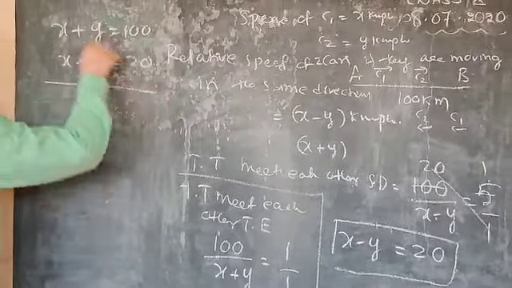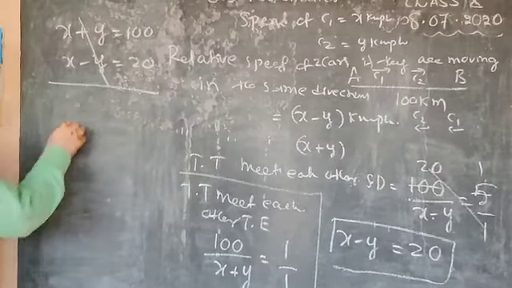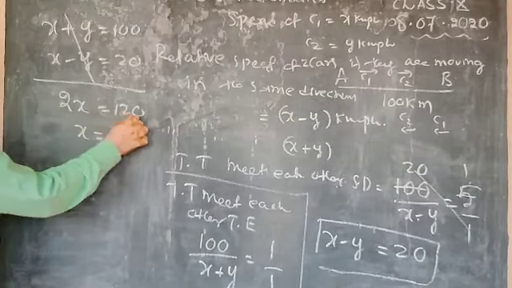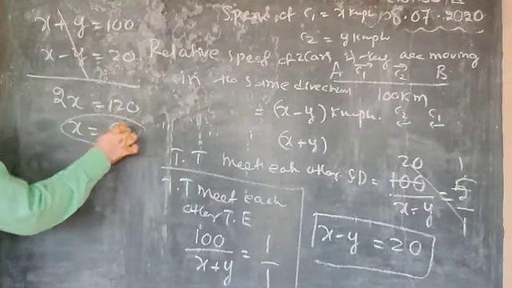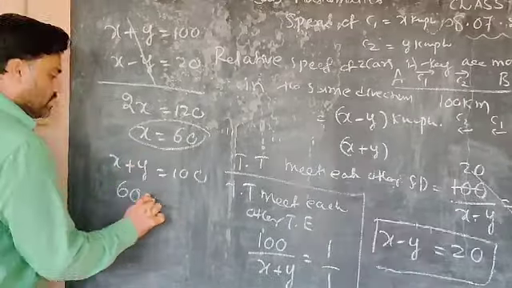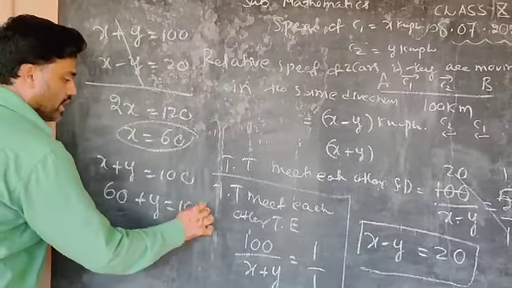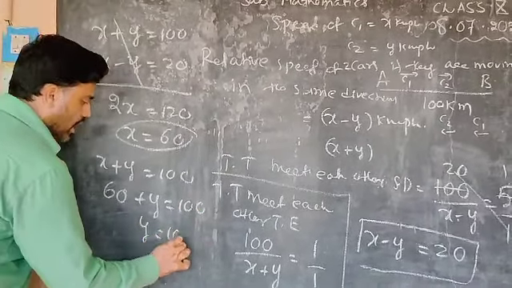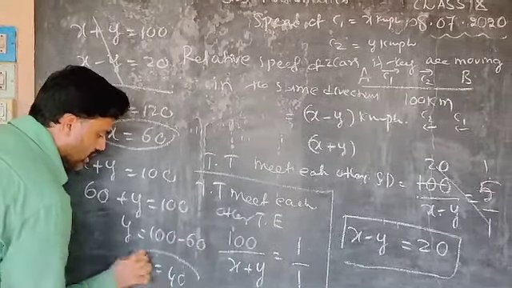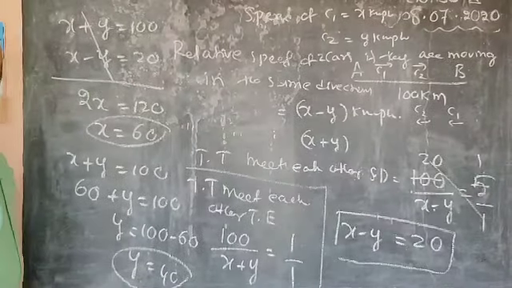Write them one by one. If you add, both y terms get cancelled. 2x is equal to 120. x is equal to 120 by 2, 2 60s are 120, so x is 60. So what is the speed of the first car? 60 km per hour. Next, x plus y is equal to 100. y is equal to 100 minus 60, that is equal to 40. So the speed of the second car is 40 km per hour.